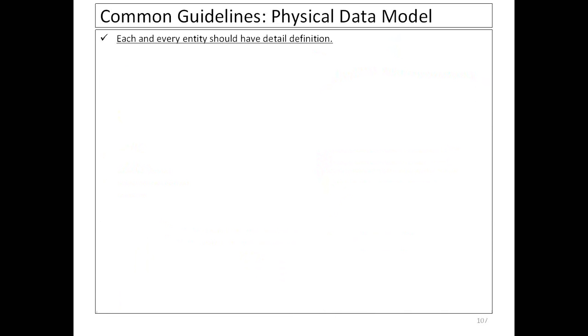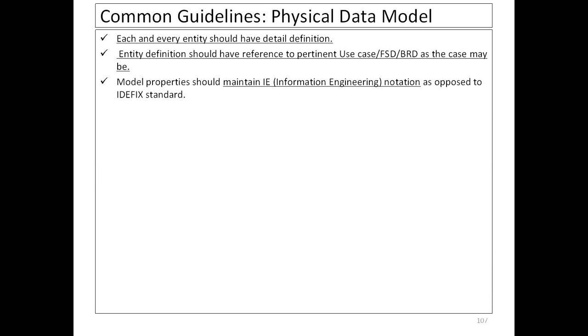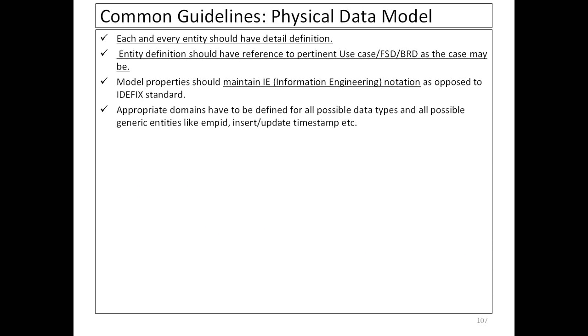Common guidelines. Each and every entity should have detailed information. Entity definition should have reference to the pertinent use case, FSD or BRD, as the case may be. Model properties should maintain IE notation as opposed to IDEF1X for the physical data model. Appropriate domains have to be defined for all possible data types and all possible generic entities like employee ID, insert and update timestamps, etc.